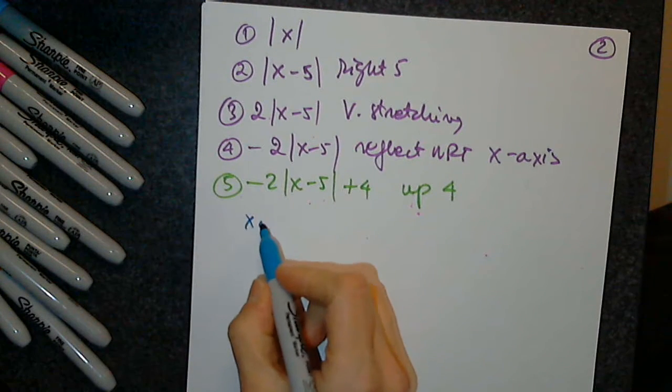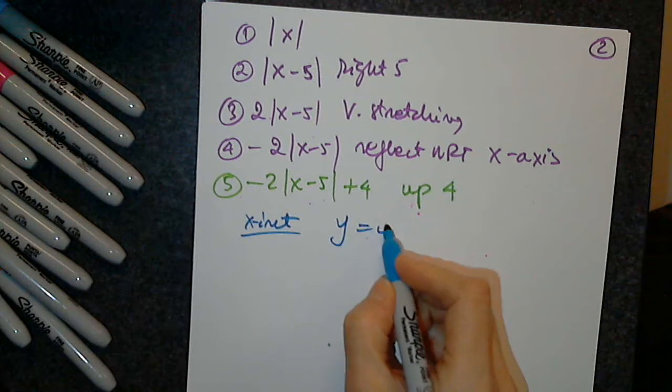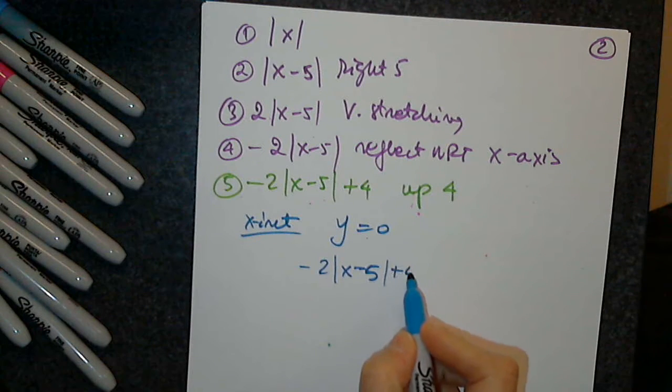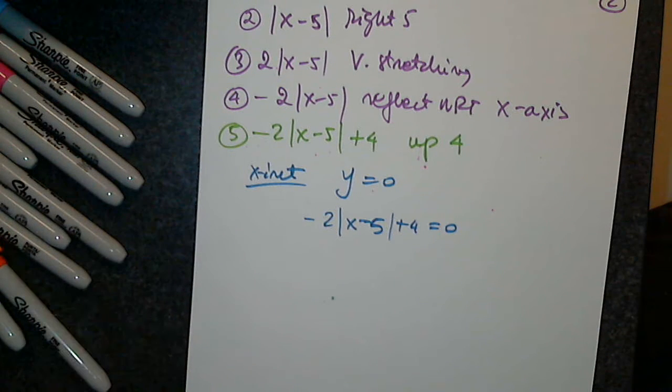Okay. So how do I find the x-intercept for any function? Awesome. So this is my negative 2 times absolute value of x minus 5, plus 4, equals 0. This is a perfect example of an absolute value equation. What would be my first step? Minus 4. I forgot to ask. What type of equation is this? Absolute value. I just said it. I'm checking to see whether you are paying attention here.